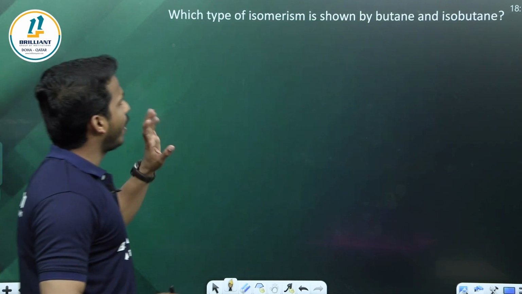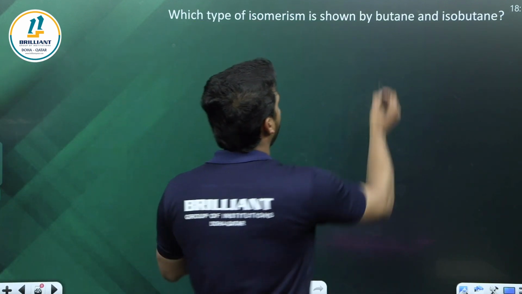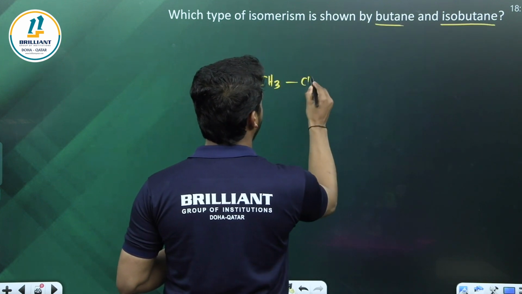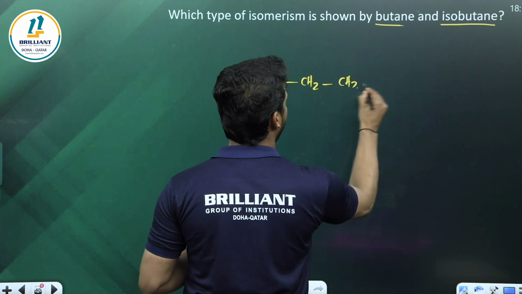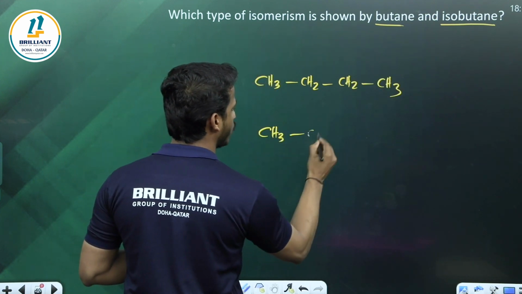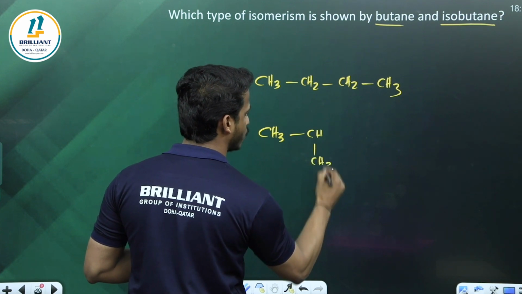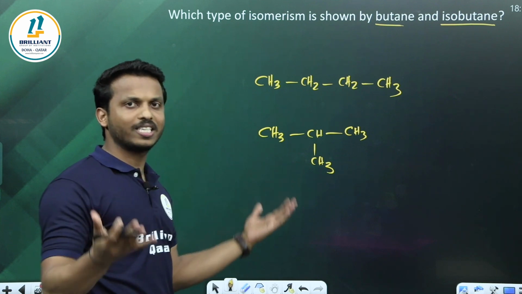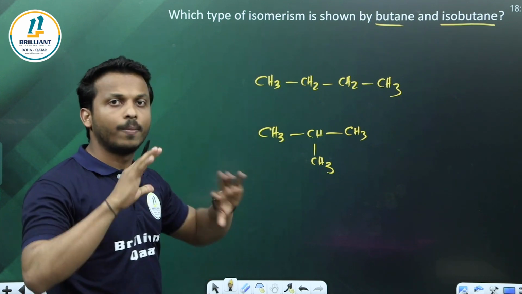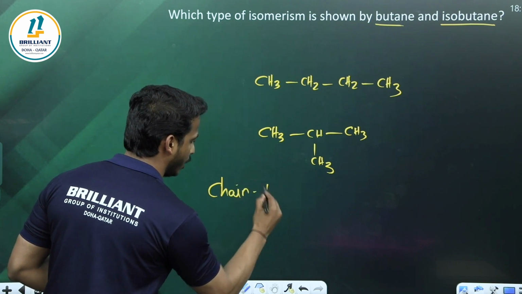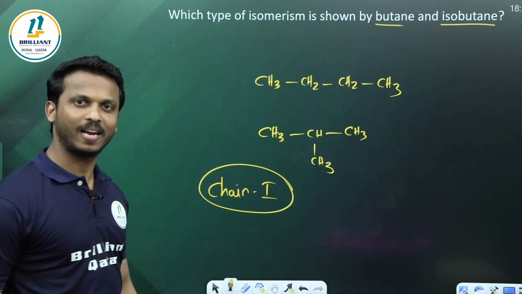Yes, which type of isomerism is shown by butane and isobutane? What is butane? Butane means 4 carbons in a straight chain. Yes, dear all, this is butane. What is isobutane? Isobutane, you know, is isopropyl with one more carbon, what we call isobutane. What is this isomerism? Same formula, but their carbon chains are different. Which isomerism can be suggested, dear all? Chain isomerism. Clear, all of you?